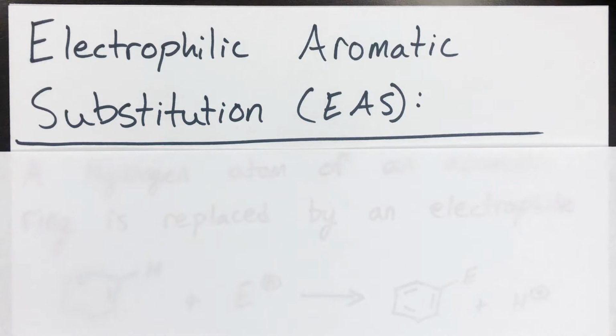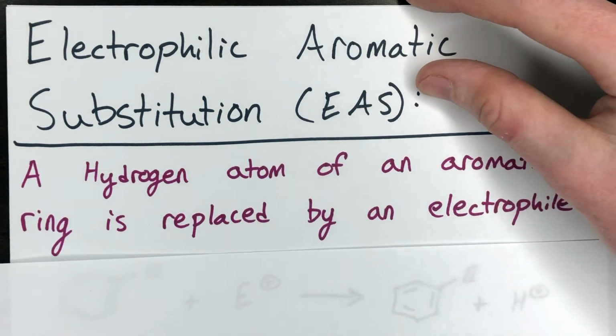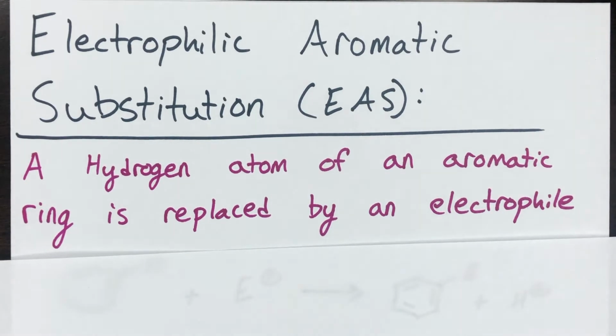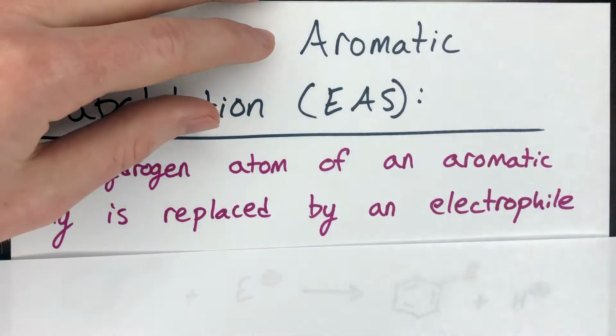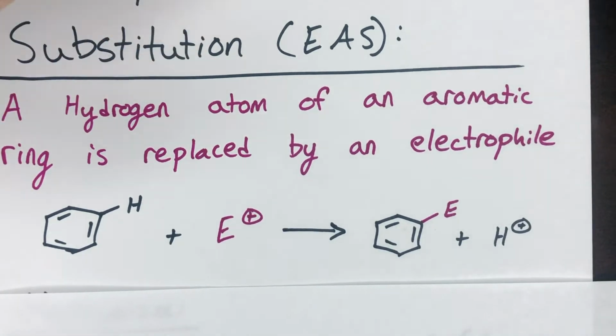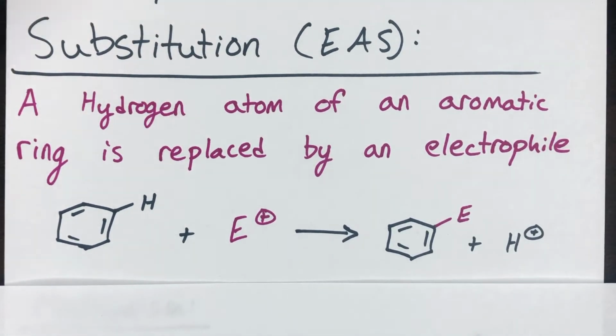In this video, we'll take a look at electrophilic aromatic substitution, or EAS for short. These reactions involve a hydrogen atom on an aromatic ring that is replaced by an electrophile. That scheme appears like this. You have a benzene in this general example here, and some electrophile.